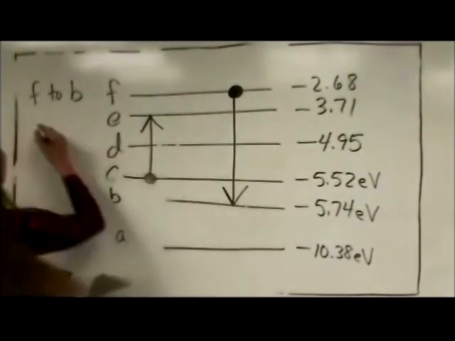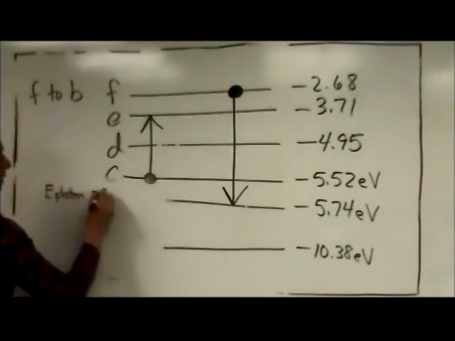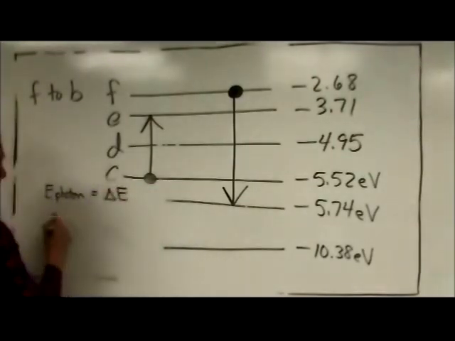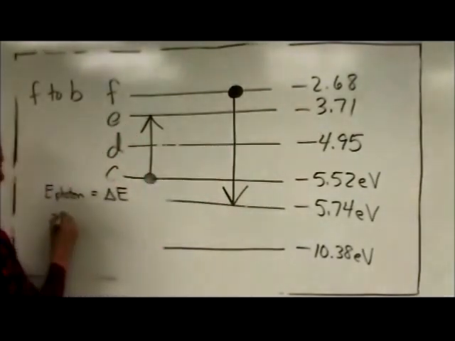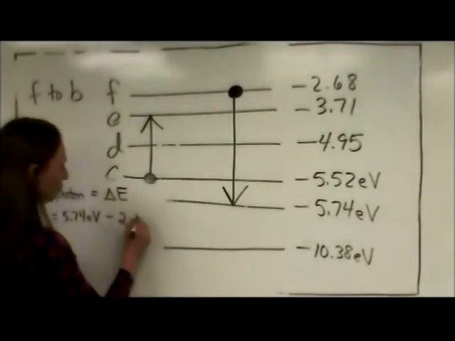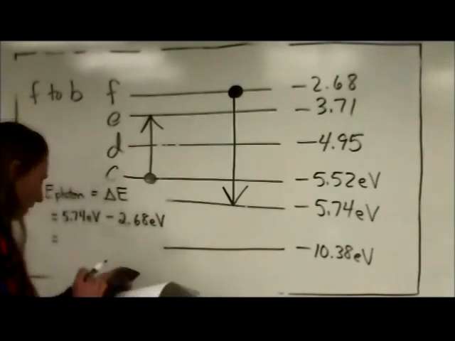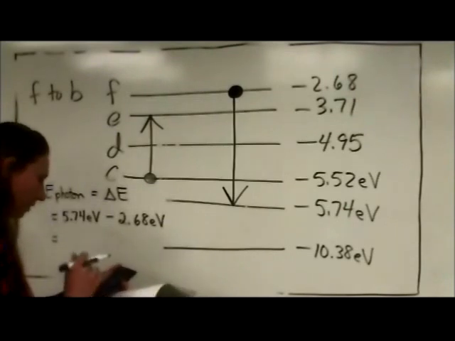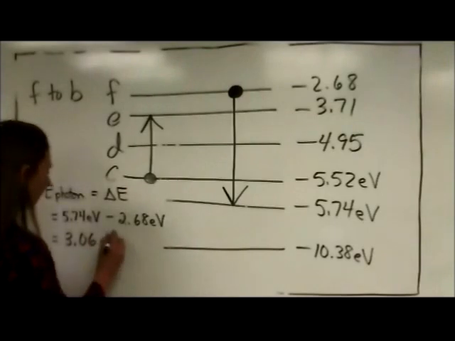So, let's calculate the energy of this photon. The energy of the photon is the change in energy, which is 5.74 electron volts minus 2.68 electron volts. All right, what's the difference there? 5.74 minus 2.68. So this photon that is given off is going to have 3.06 electron volts.